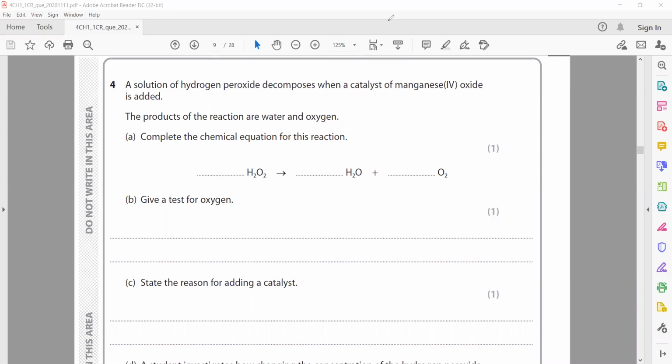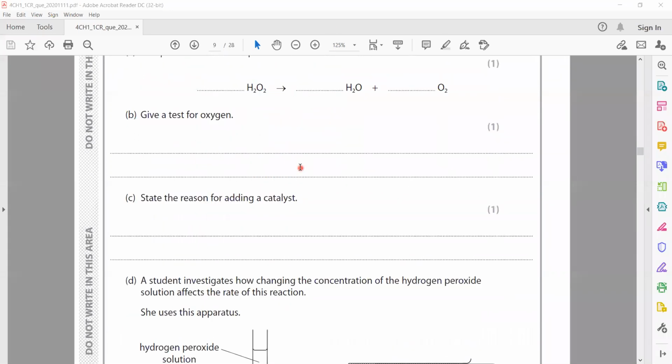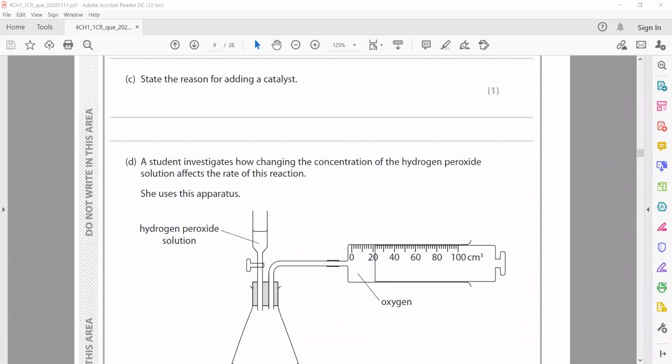Give a test for oxygen: a glowing splint, it will relight. A lighted splint is for hydrogen, which pops. State the reason for adding a catalyst. So why are we adding a catalyst? The purpose of the catalyst is to increase the rate of reaction.